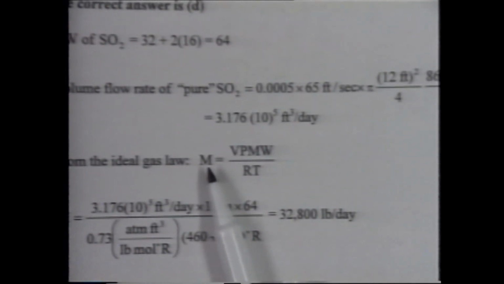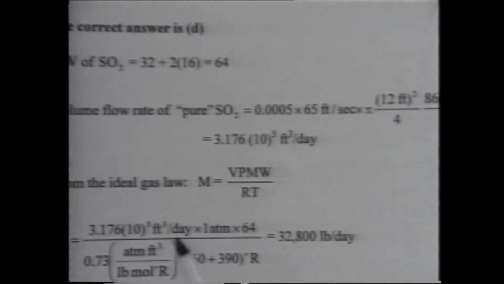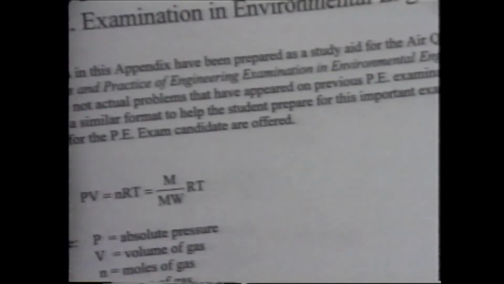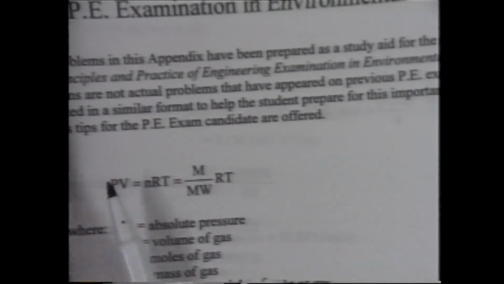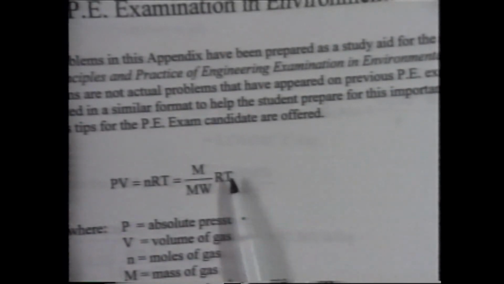Rearranging the ideal gas law to get the mass flow rate, and remember from the very first page we're given the ideal gas law, we can rearrange that. PV is equal to M over MW times RT to solve for M. So if we're given P and V and molecular weight and T, we get the mass. And that's this rearrangement. M is equal to V times P times molecular weight over RT.